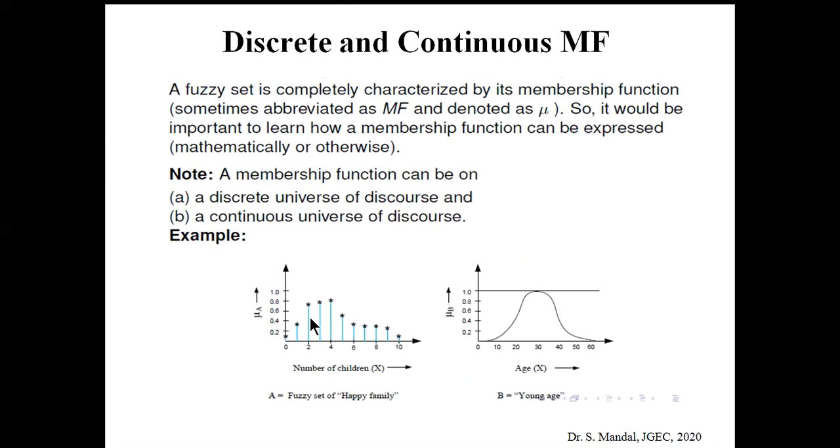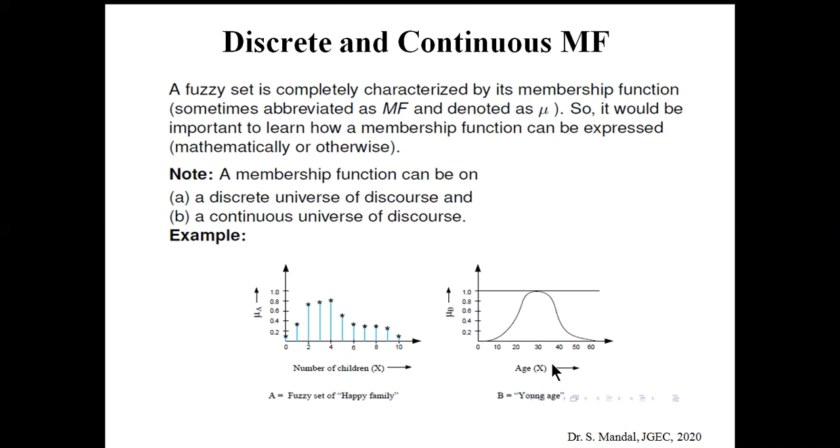Now coming to the discrete and continuous MF, as the name suggests, if we plot the membership function with respect to its element, and the values are discrete, obviously that will be the discrete membership function, and if the values are continuous with respect to its element, that will be a continuous membership function. You can see that this one is the discrete membership function, and this one is the continuous membership function graph. A membership function graph is nothing but membership value versus its element.